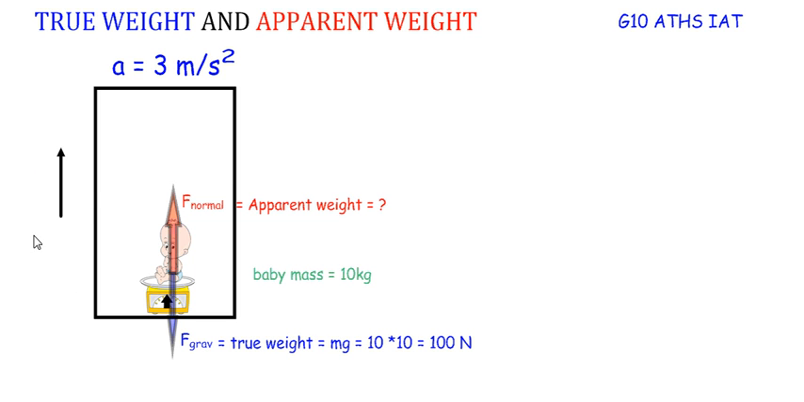Likewise, if the acceleration is now upwards, does that mean that the lift has to be moving upwards? Well, it could do, but not necessarily. It could be that the lift is moving upwards while speeding up. That will be an upward acceleration. Or it could be that the lift is actually moving downwards while slowing down. In other words, getting ready to stop. That is still an upward acceleration.